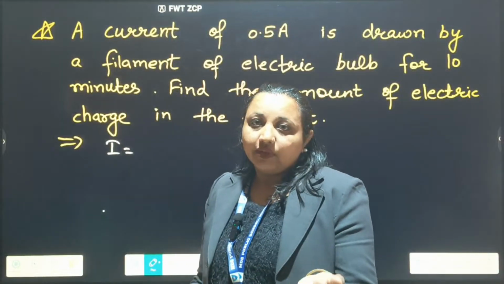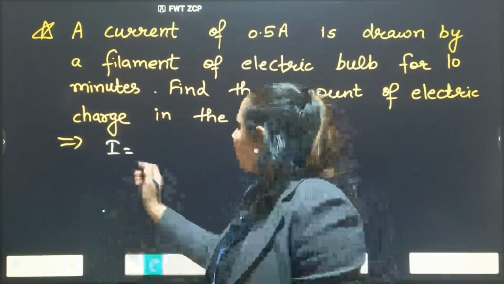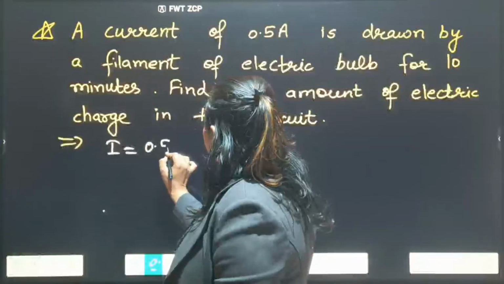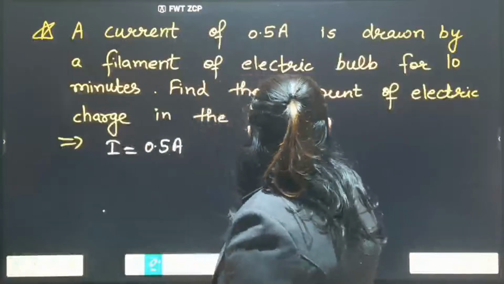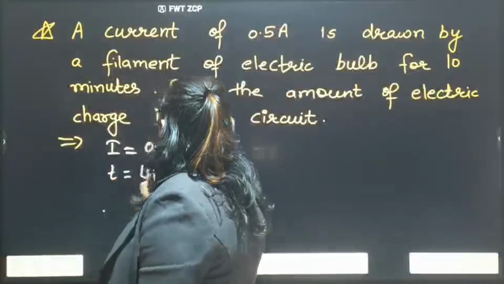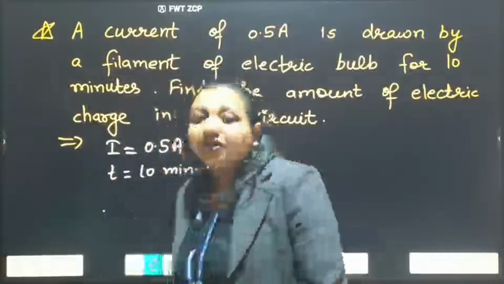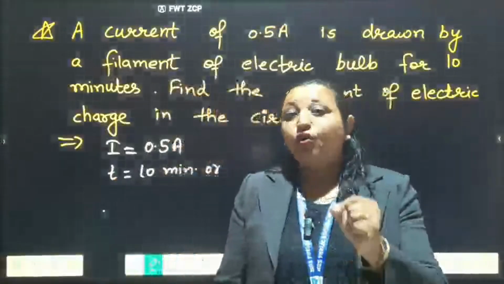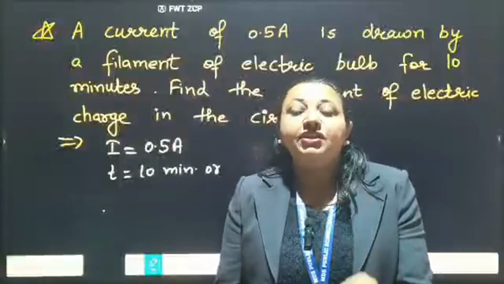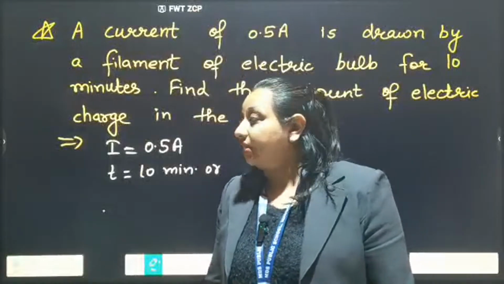जो भी हमें चीजें given होती हैं, the physical quantities that are given in the question, we have to firstly write them. So current we have given is 0.5 ampere. Then time, it's being 10 minutes. ठीक है? First and most important thing before solving the numerical, just convert all the physical quantities into their respective SI units. सबसे पहले उनको SI unit में convert करना बहुत जरूरी है.